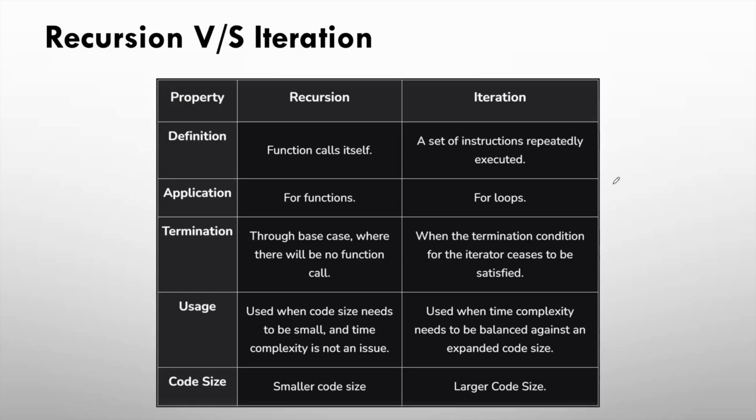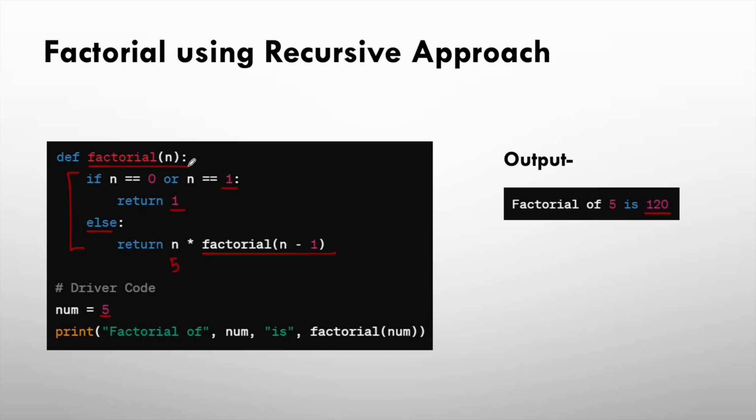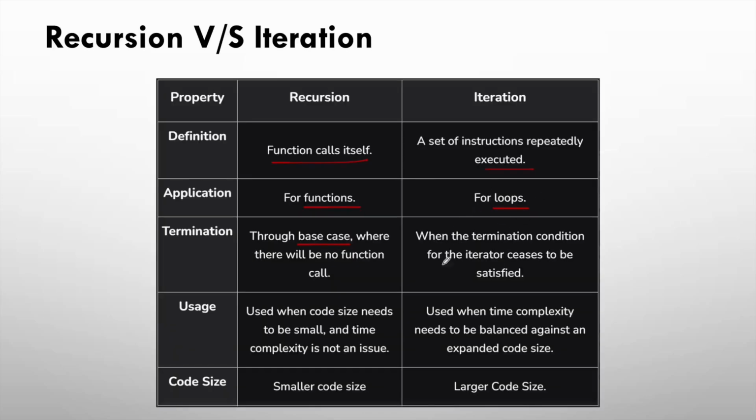Now let's look at some of the comparisons between recursion and iteration. So in recursion, like we just saw, the function calls itself, while in an iteration, a set of instructions are repeatedly executed. In recursion, we saw that a function was repeatedly called, and in iteration, you saw that we used loops. To stop a recursion, we leave a base case. For example, here the base case was this, while to terminate an iteration, there needs to be a condition given, which needs to be satisfied for the function to stop calling.